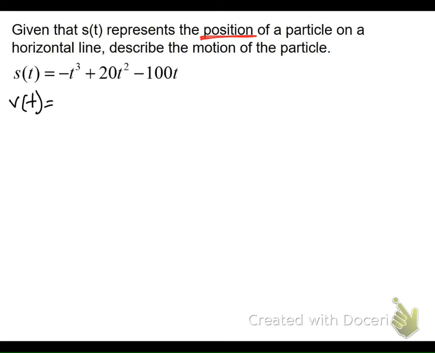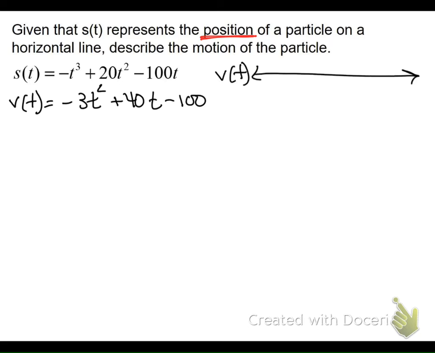Okay, so we need a velocity equation. We need the derivative. Negative 3t squared plus 40t minus 100. Okay, so if I want to describe the motion of the particle, then I'm going to want to do a velocity sign chart. So that's my goal, velocity sign chart. Well, in order to do a sign chart, I want to know where velocity is positive and negative and such. I guess I'll have to start by finding when velocity is 0.